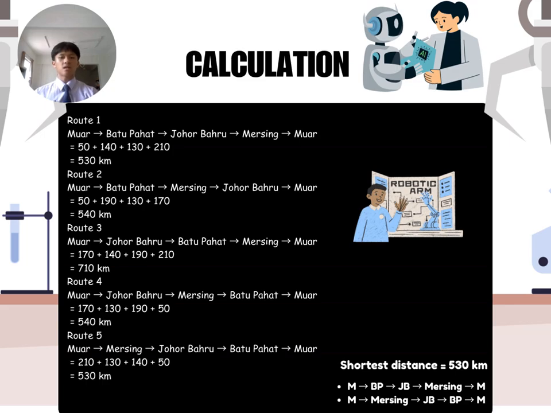Interestingly, there are two different routes that produce this same shortest distance. This shows that in non-routine problems, there can be more than one optimal solution. This step is important because it demonstrates how systematic calculation and comparison lead to the best possible answer.